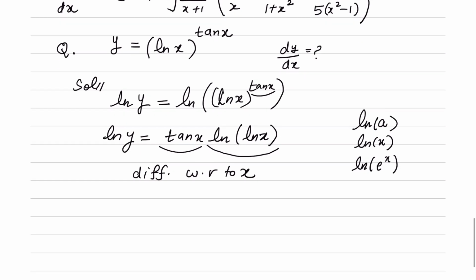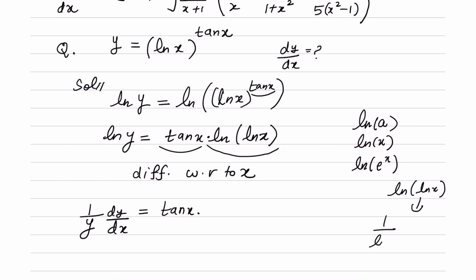On the left hand side we have derivative of ln y, which is 1 over y dy by dx. On the right hand side we have two terms which are being multiplied, so we will apply product rule of the derivative. So first term as it is, which is 10x, and then the derivative of ln of ln x is 1 over ln x, and then the derivative of this inside term, which is ln x, its derivative is 1 over x.